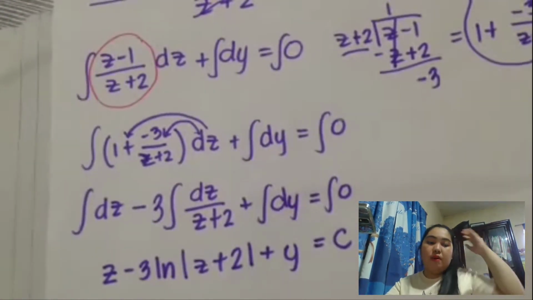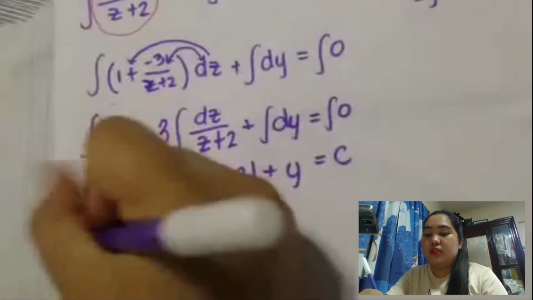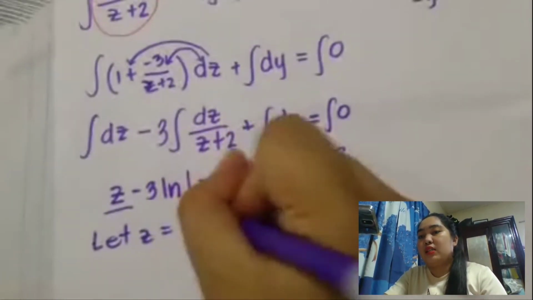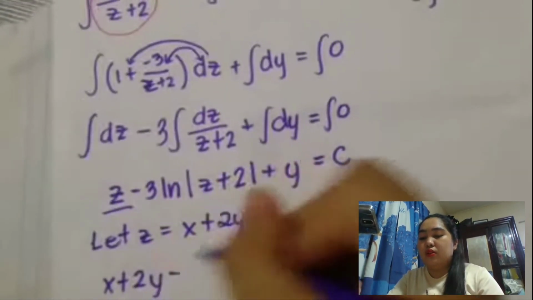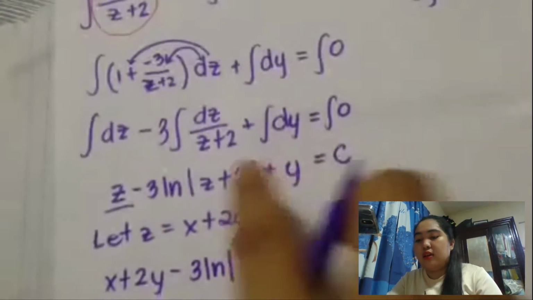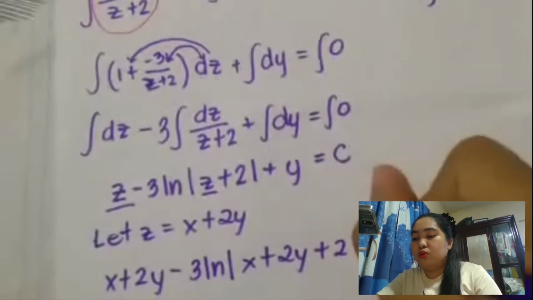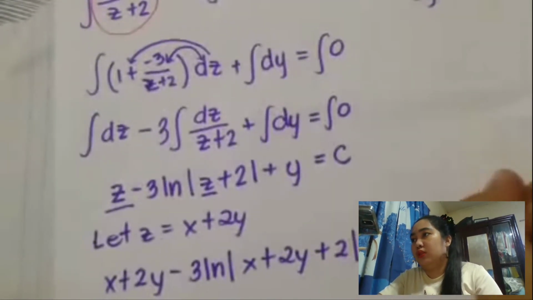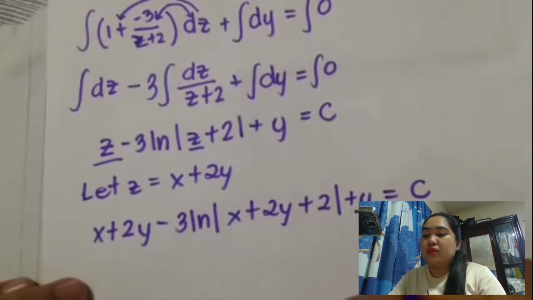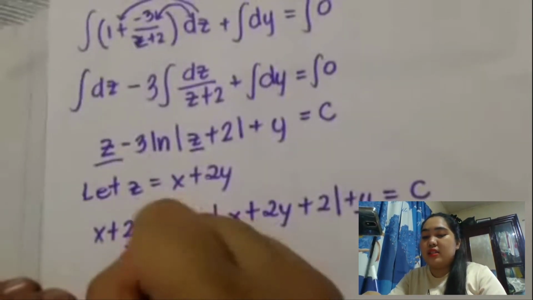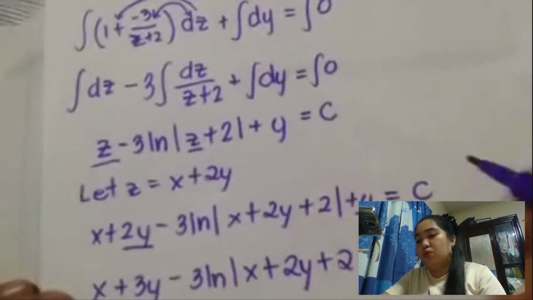Ang gagawin naman natin ngayon is, ibabalik na natin yung original value ni z. So, ito, z is, sulat na natin x + 2y. So, babalik na natin. So, yung z dito is x + 2y, minus 3 ln (x + 2y + 2), copy plus y equals to c. Next is combine like terms. So, i-combine lang natin itong si y at si 2y. So, x + 3y - 3 ln (x + 2y + 2) is equal to c.